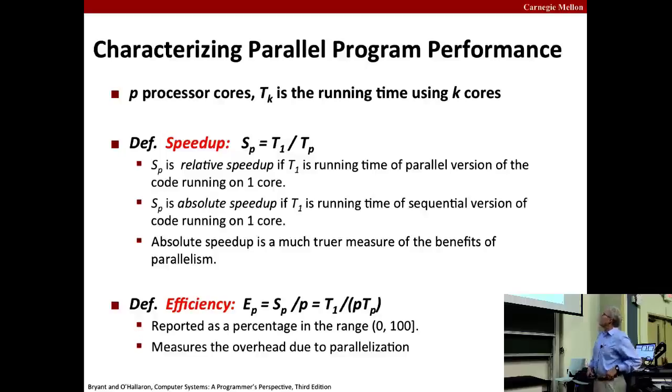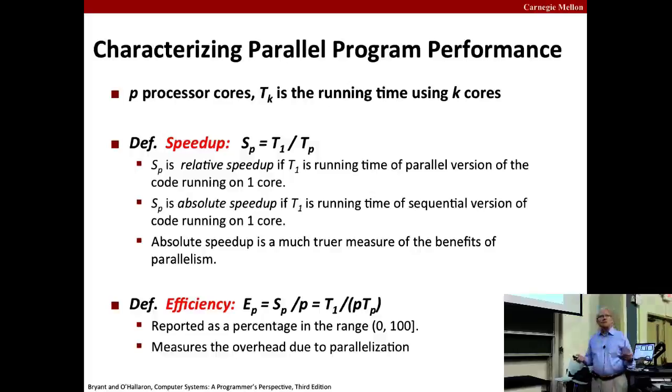So let's talk about, as I mentioned, this idea of speed up. Speed up is just defined to be the time for a single-threaded program divided by the time for p threads running.